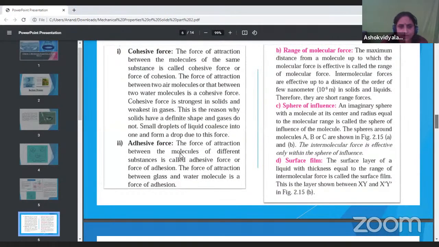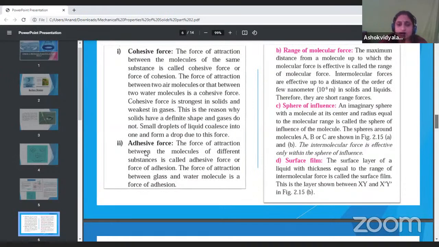Small droplets of liquid collapse into one and form a drop due to this force. In a solid, which force is most likely acting? Mostly the cohesive force, and due to that cohesive force the solid has a definite shape. But in liquids and gases there is the weakest cohesive force, therefore they have no defined shape and size.